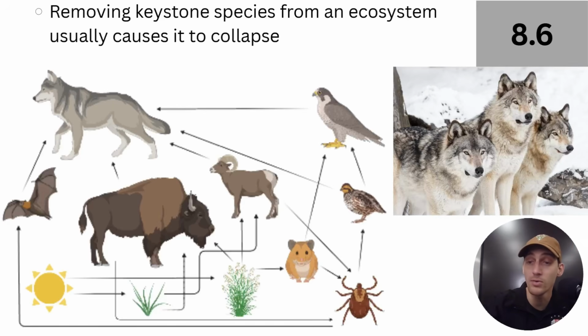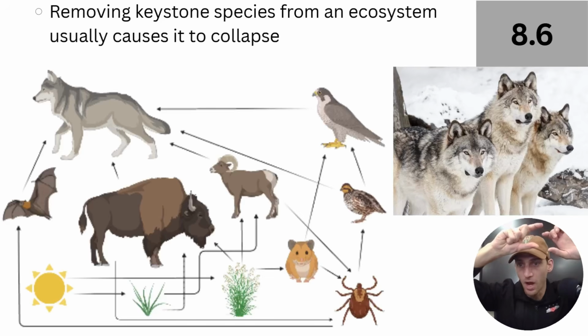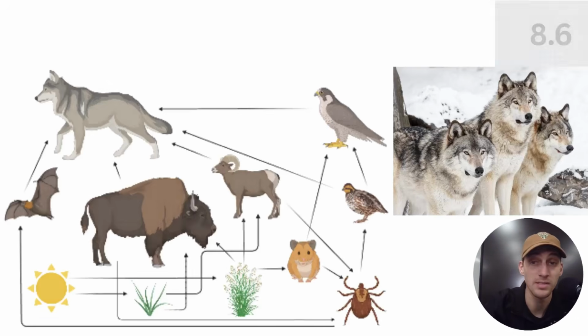And we call it a keystone species because a keystone is the one at the top of an arch, of an archway and a doorway. If you remove the keystone from it, the archway collapses, and that's why we call it a keystone species, because without them, the ecosystem is in really big trouble.